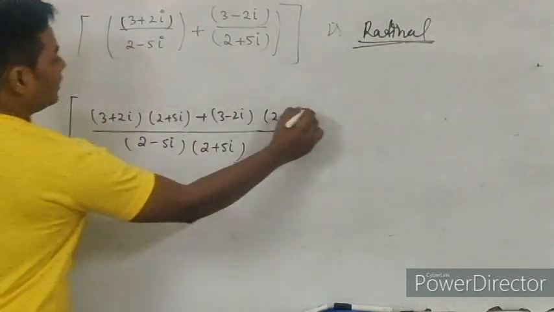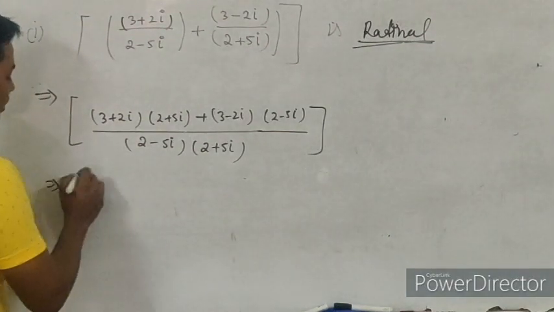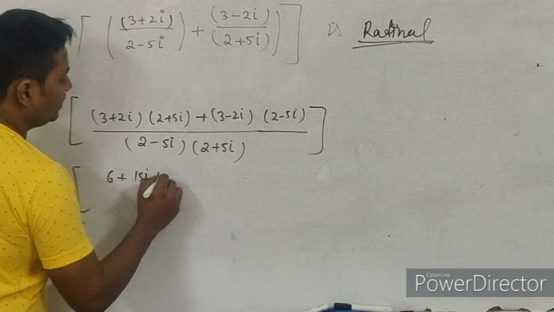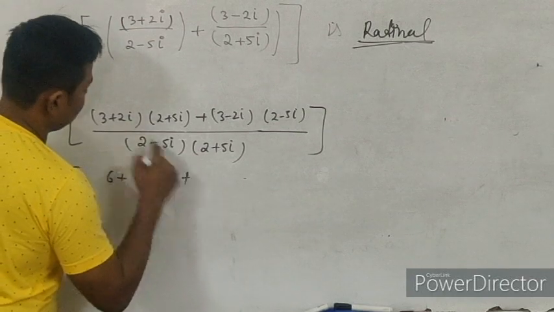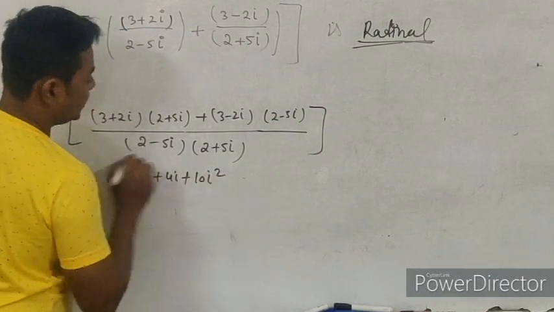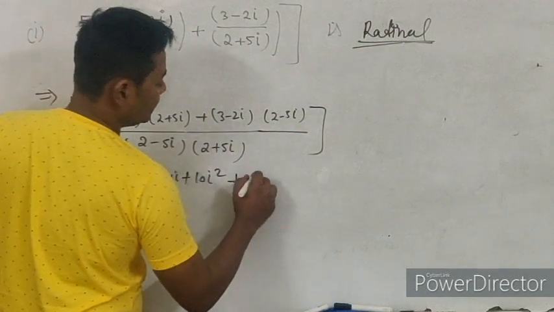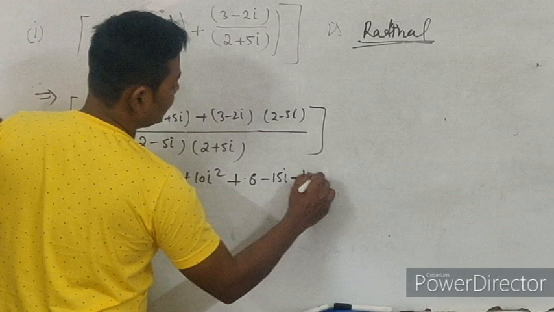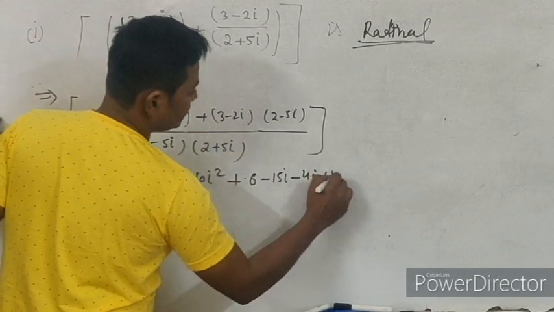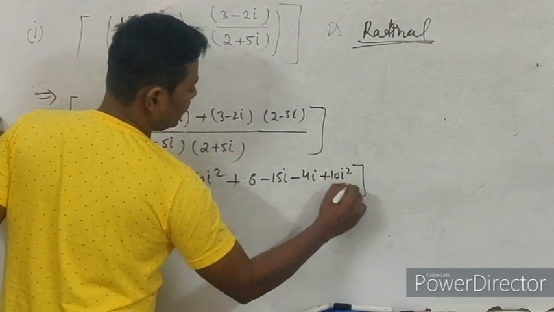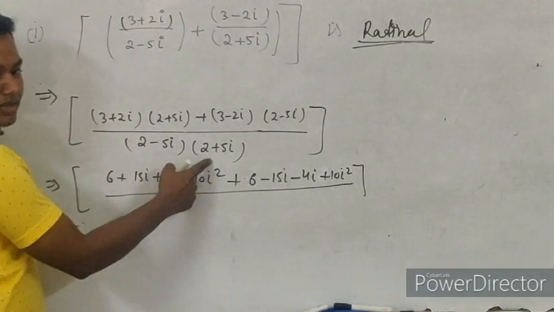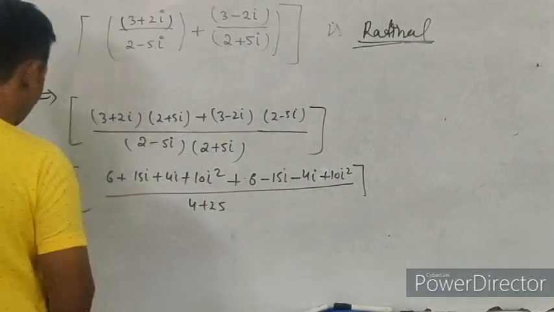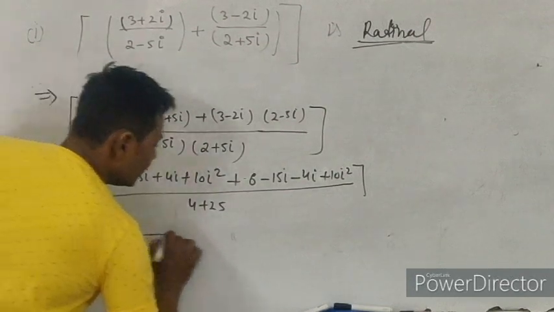Okay. Now, to solve this, 3 times 2 is 6, plus 3 times 5i is 15i, plus 2 times 2 is 4i, plus 5 times 2 is 10 i square, plus यहाँ पे 6 minus 15i and minus 4i and then plus 10 i square. Okay, upon a square minus b square, so 4 plus 25. Okay, let's see next one.